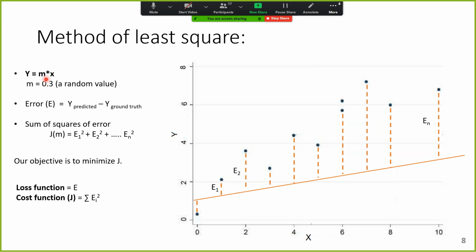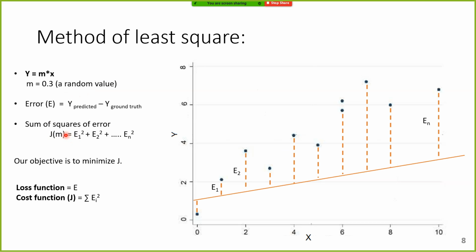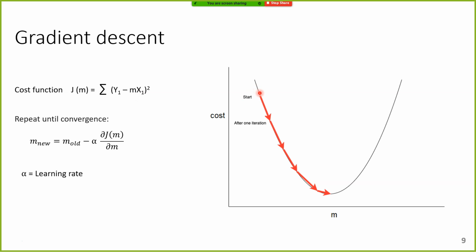We started with a random value of m, which is 0.3, and then we found the gradient of this cost function J, which is nothing but the sum of the square of these errors. We found the gradient of this J at this point, multiplied it with some learning rate alpha, and then updated m in such a way that we move towards the local minima, which is also the global minima in this case.